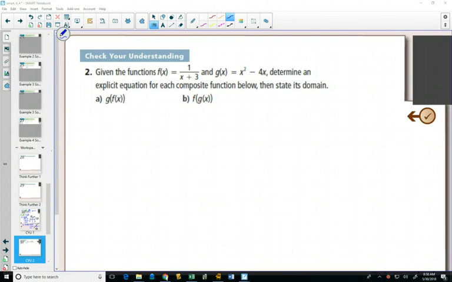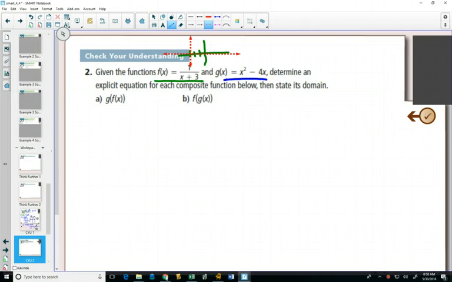Given the functions 1 over x plus 3 and x squared minus 4x, I'm going to color code these, this one in green, this one in blue, and think about how I would graph those. Well, a 1 over x plus 3 graph is your 1 over x graph moved 3 to the left, so you could use transformations for that. It has a non-permissible value at -3, so there'll be an asymptote there.